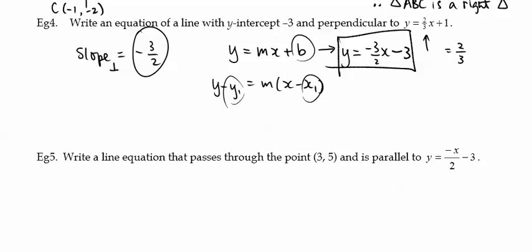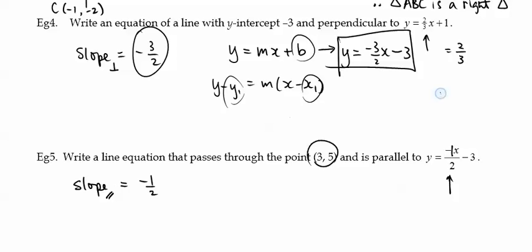What about the next one? Write a line equation that passes through the point 3 and 5 and is parallel to this equation. What is the slope that we want to use in this case? -1/2. The given line has -1 x/2, and it's understood to have a 1 in front of the x. So in this case, the parallel line will have slope -1/2.